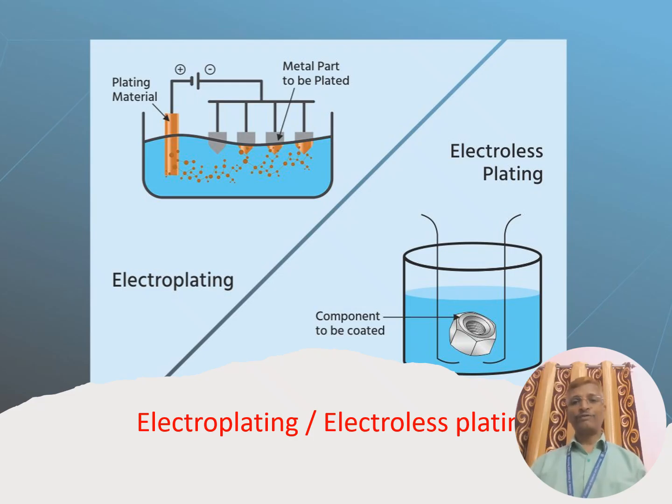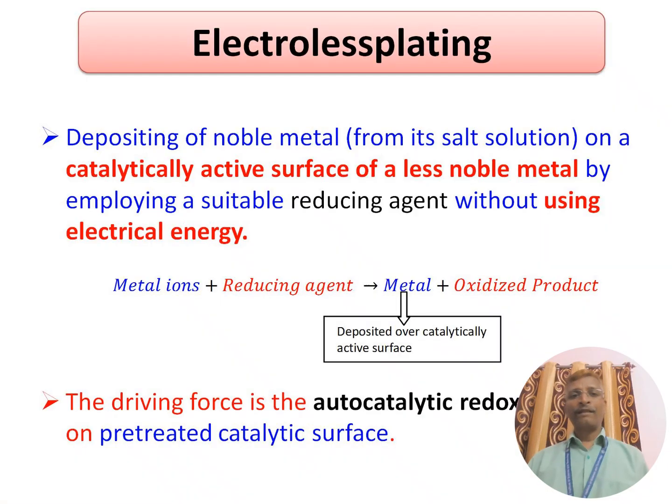Okay, now let us move to electroless plating, just comparing. In electroplating, an external power supply is required. Here, no external power supply is required. That is the major difference between electroplating and electroless plating. Electroless plating is depositing of a noble metal from its salt solution on a catalytically active surface of a less noble metal by employing a suitable reducing agent without using electrical energy. That is a simple definition of electroless plating.